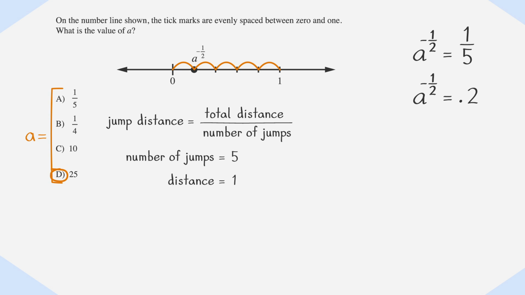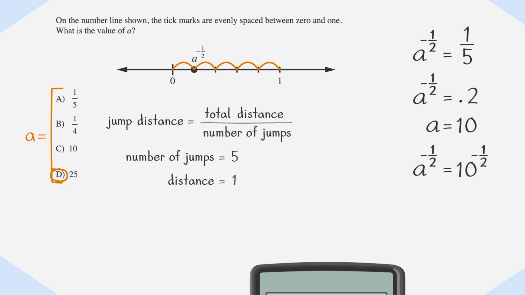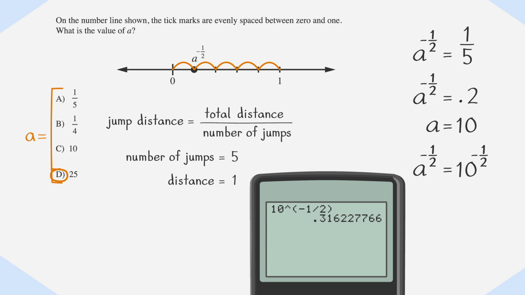We're looking for the value of a to the negative 1/2 to equal 1/5, or 0.2. As always with back solving, let's start with one of the two middle numbers. In this case, let's start with C, 10. If we plug in a equals 10, we get 10 to the negative 1/2. Plugging into our calculator, we get 0.316. Since we need the answer closer to 0.2, a needs to be bigger. So cross out answer choice C.